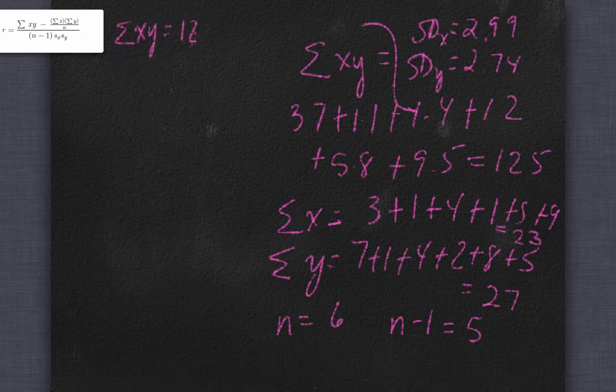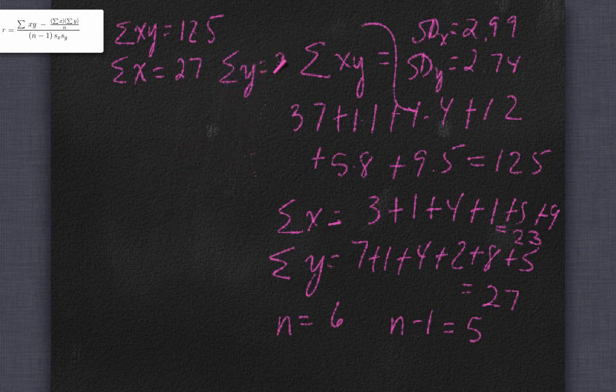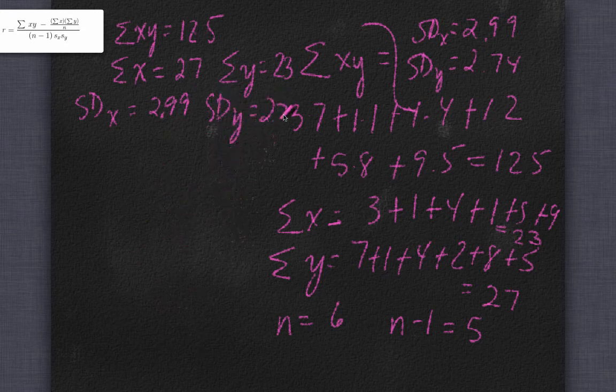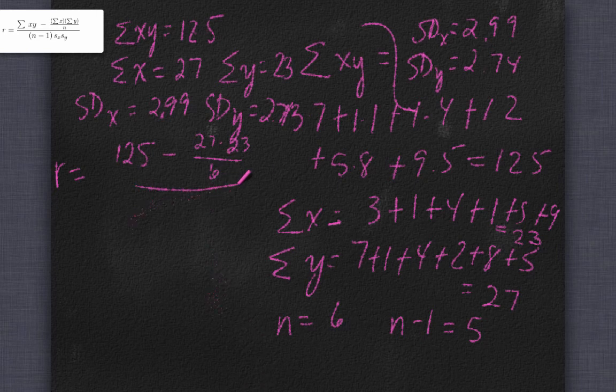Sum xy is 125. Sum x is 27. Sum y is 23. SDX is 2.99. SDY is 2.74. And the n and the n minus 1. So then we just plug them in. R equals sum xy minus sum x times sum y over n, all over n minus 1 times SDX, SDY. And again, you'll be given this formula and you'll be given these two values. So it's just an issue of the sums.